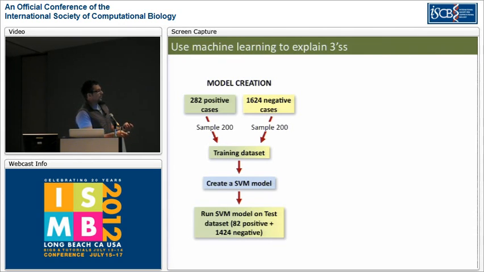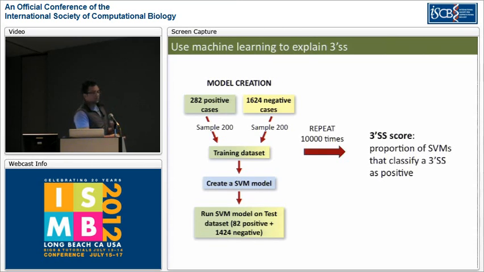That means that we sample a number of times, and each time we sample, we train a support vector machine. In fact, we do it 10,000 times, and every time we predict on the remaining set, and we generate a score, which is basically the proportion of times, in these 10,000 models, that a given AG is classified correctly as negative or as positive. So that will be our score. Our model is really like a family of 10,000 different models trained after subsampling.